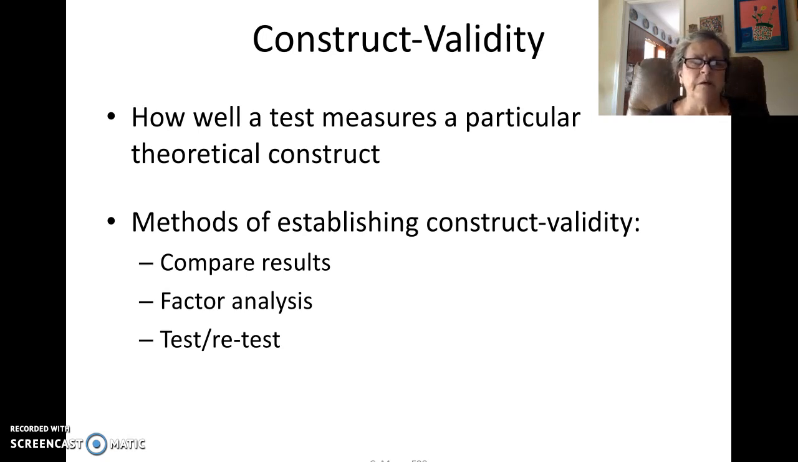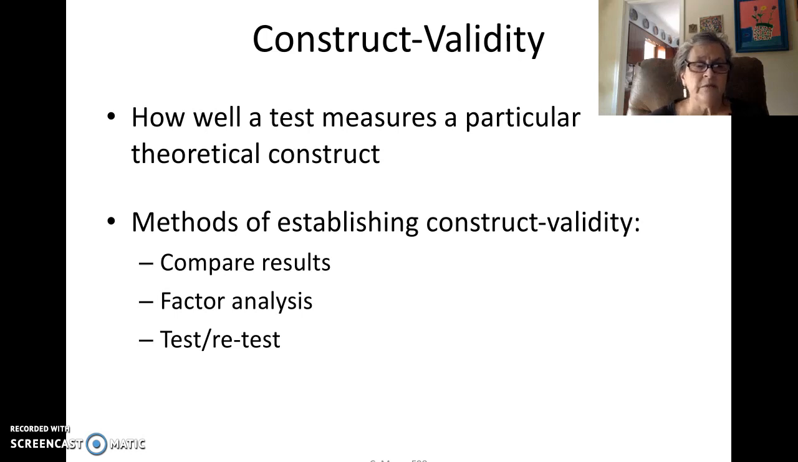And we can look at that by comparing the results of, say, the Peabody to the Miller assessment for preschoolers. Do they come out the same? Do they both say good gross motor skills or bad gross motor skills? Factor analysis is looking at the individual items on a test to see if all the ones that are supposed to measure, let's say, gross motor, come out the same, or all the ones that are supposed to grade visual motor actually come up with the same kind of score for the same child. So those are within the test.